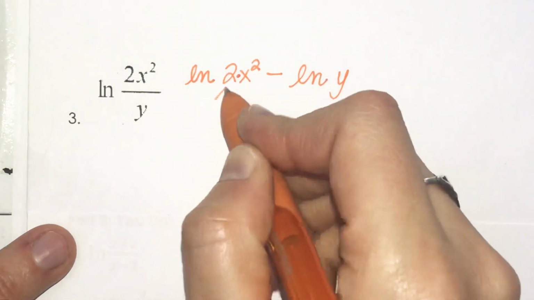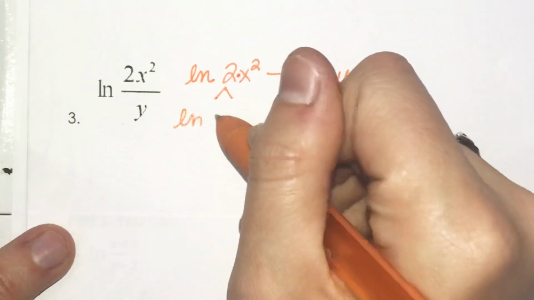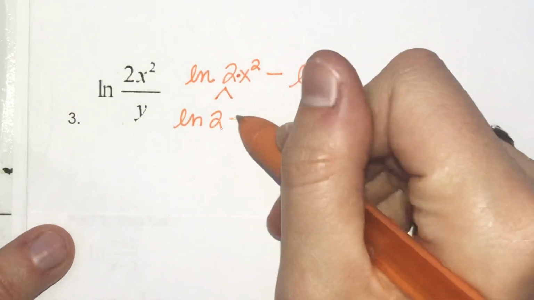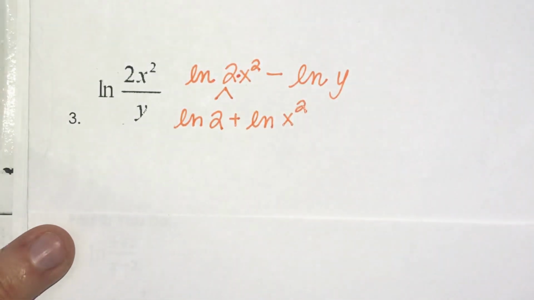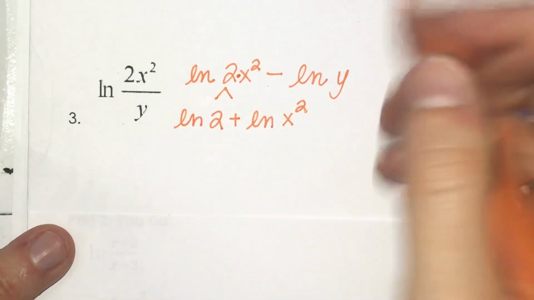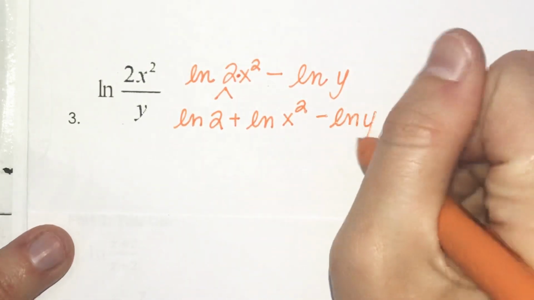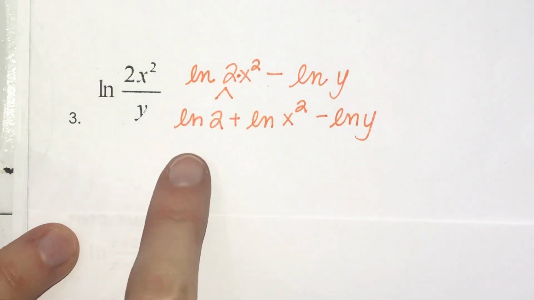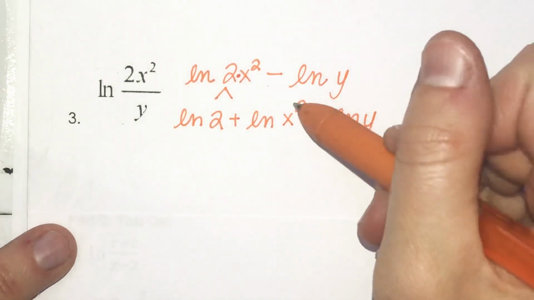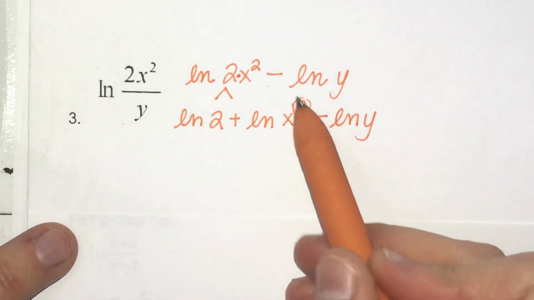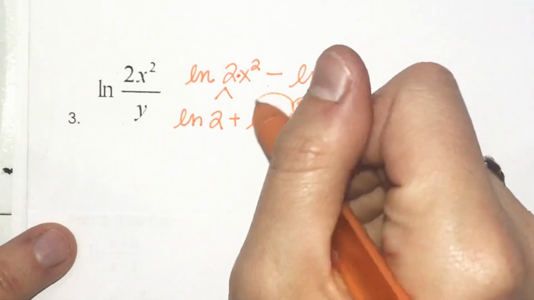So I can break this down to be the natural log of 2 plus the natural log of x squared. And then I bring down my minus natural log of y. So now it's broken down into further pieces, but I still see one more thing I can do, which is the power rule again.